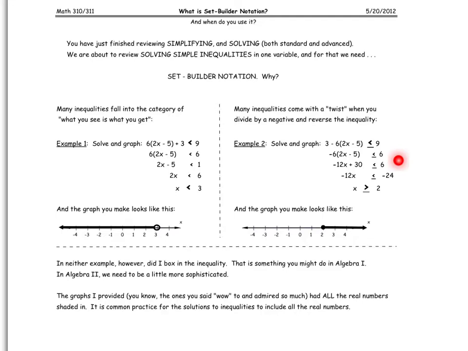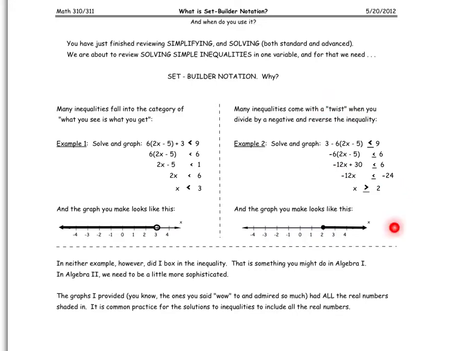I subtracted 30 from both sides and then divided by negative 12 and got x is bigger than or equal to 2. The reason I said that it had a twist is because it started out less than and ended up greater than when I divided by the negative 12.